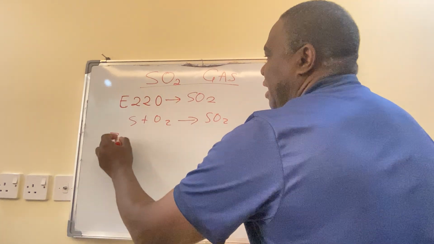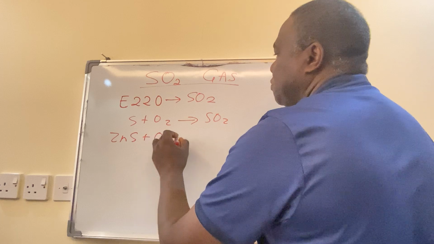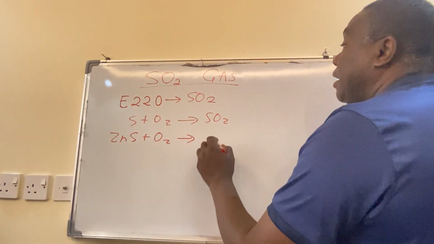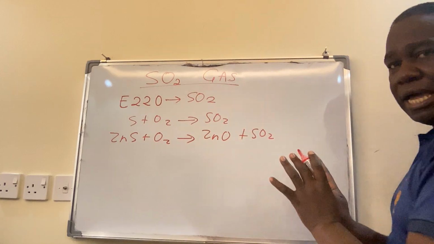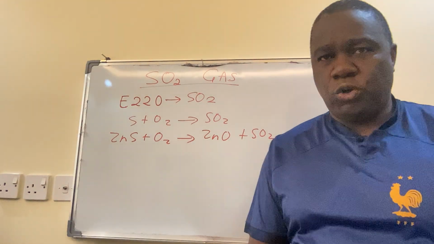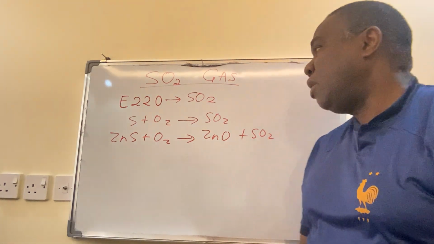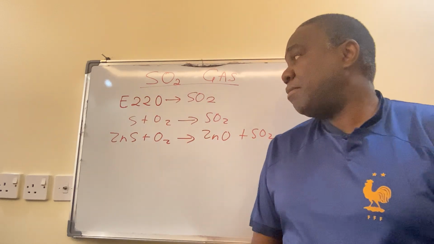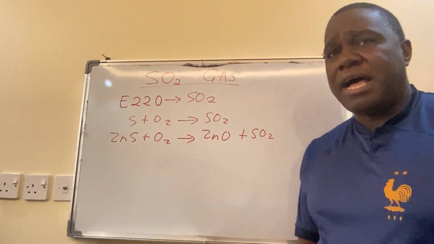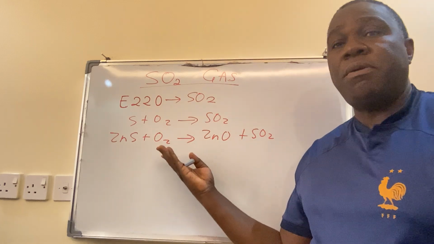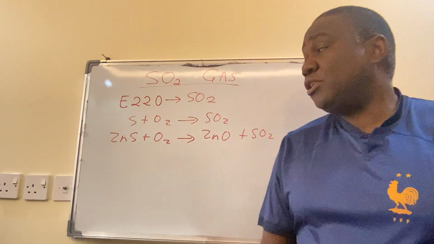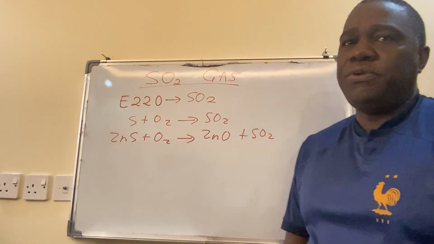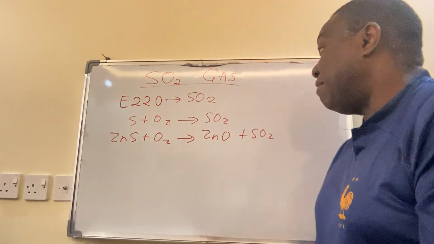For instance, you can have zinc sulfide. It can also be burnt in air, and when you do that, you have zinc oxide plus sulfur dioxide. So that can also serve as a source of sulfur dioxide in industry. Some compounds of iron, which is iron sulfide, can also be burnt in air to produce sulfur dioxide, even lead sulfide. So these are some of the sources that we can use to form sulfur dioxide.